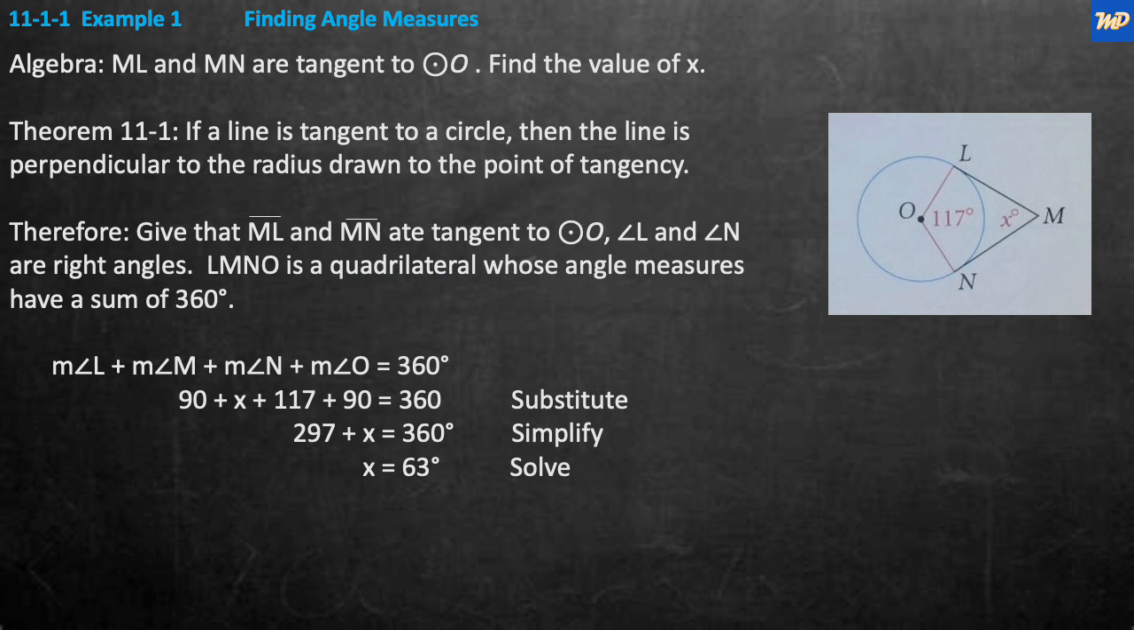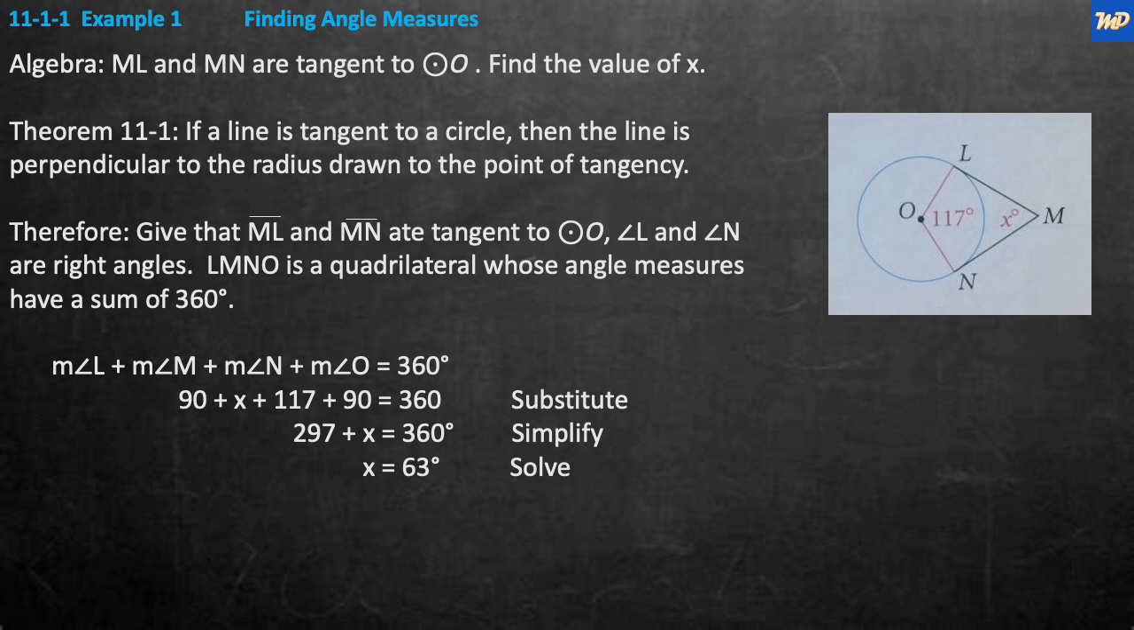So example 1, finding angle measures. We have a diagram on the side here with the circle and points L, M, N, and O. We're going to be looking for the degree of x. It's angle M. It says ML and MN are tangent to the circle O. Find the value of x. Theorem 11.1: if a line is tangent to a circle, then the line is perpendicular to the radius drawn to the point of tangency. We spoke about that before.